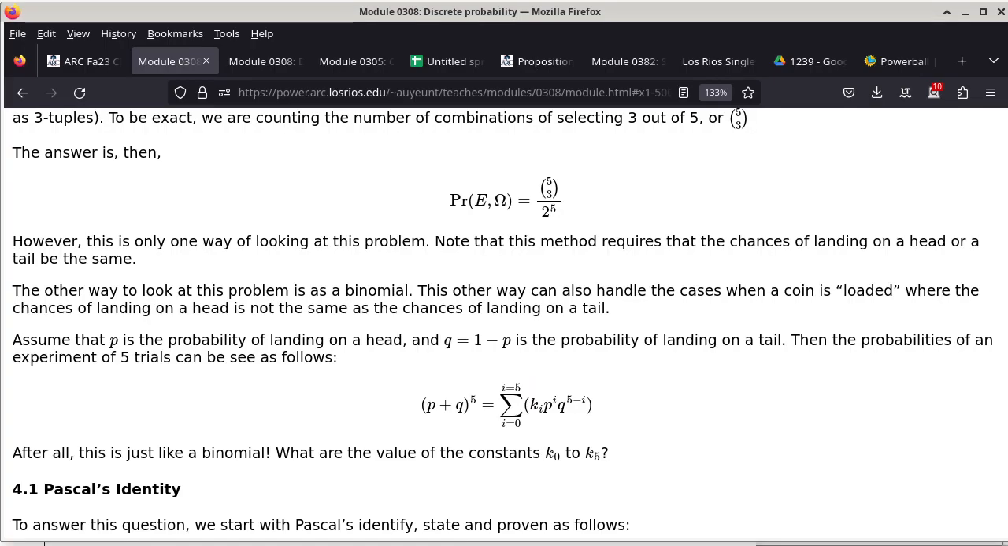Now, in the module, I use an example of five tosses, which is a little bit harder to write out. But if you think about what you know about binomials, (P + Q)^5 can be expressed as a sum where I goes from 0 to 5, of K of I times P to the power of I times Q to the power of 5 minus I. So when you look at the power of P versus the power of Q, they have to add up to exactly 5. K of I is the coefficient of that particular term. So now the question is, how do we figure out all of these K of I's?